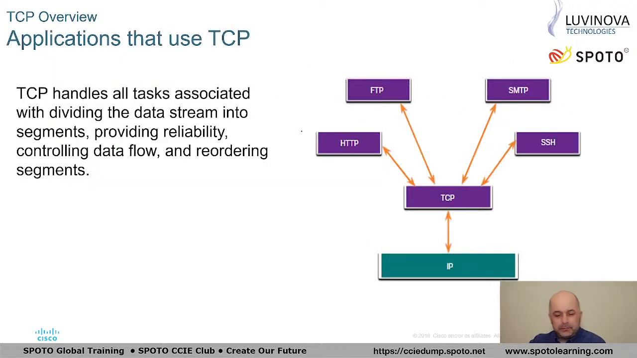Applications that use TCP. We already talked about web browsing. File Transfer Protocol, when you're sharing files with each other using file servers. SMTP, which is the protocol used for sending emails. SSH is Secure Shell. If you want to connect to certain devices using secure telnet, in this case it is SSH. And these application protocols are using TCP as a carrier, as a transportation.